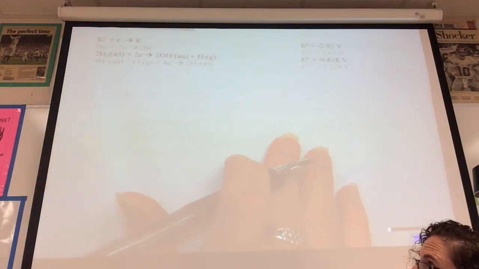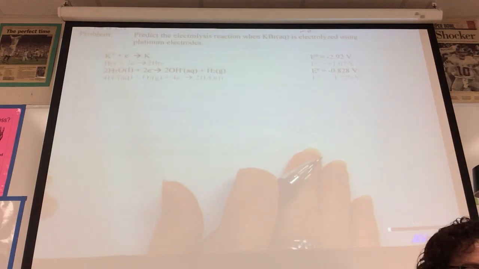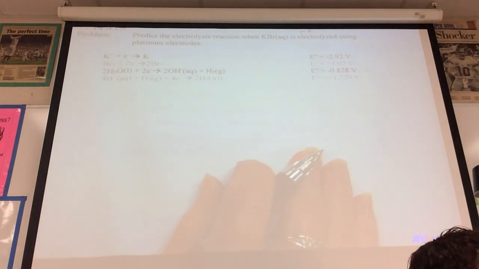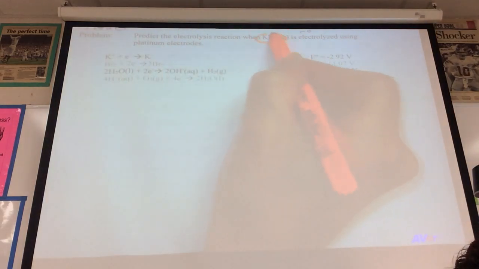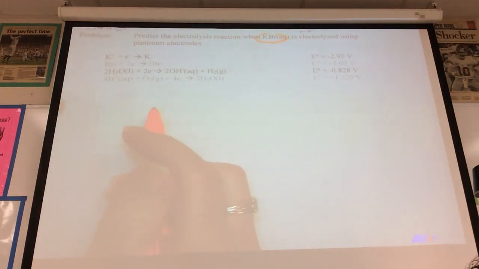So I've printed it right here. It says, predict the electrolysis reaction when potassium bromide is electrolyzed using platinum electrodes. All right, let's take a look. Potassium bromide. Which equation or equations are written correctly?